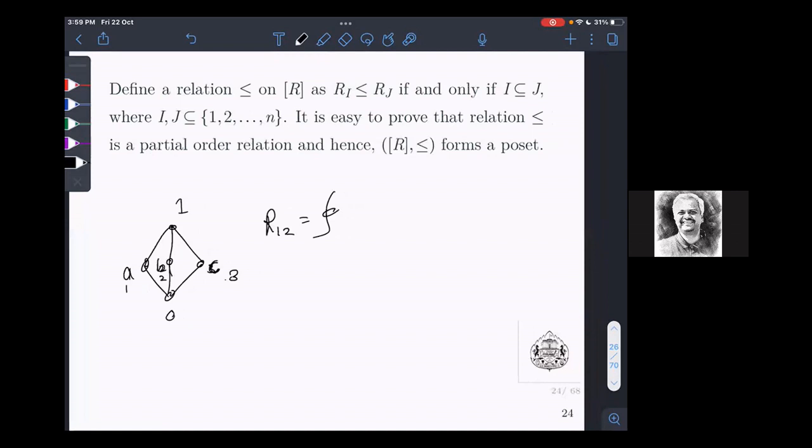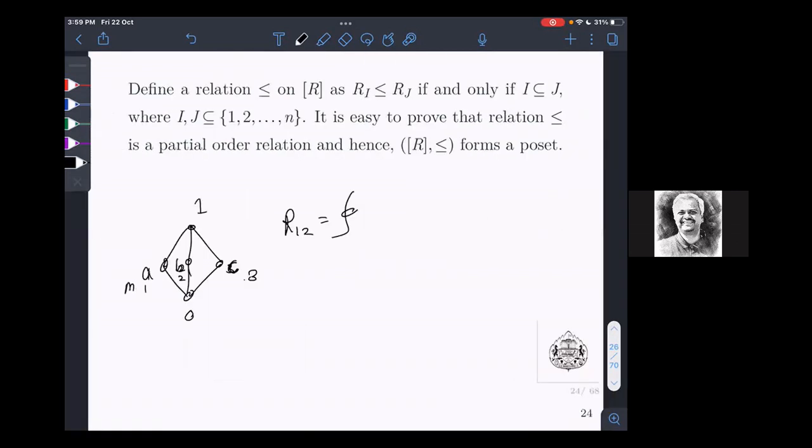This is my M1, M2, and this is my M3. Okay, so 0 is there in M1 intersection M2, but I don't want an element which is also sitting in M3. That will be my R12. In fact, you can see that R13, R23 all are empty. You got it?